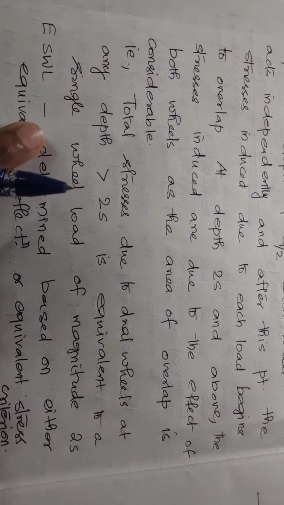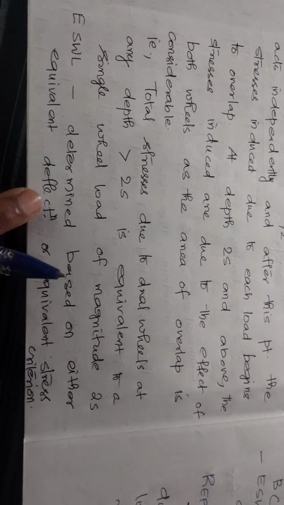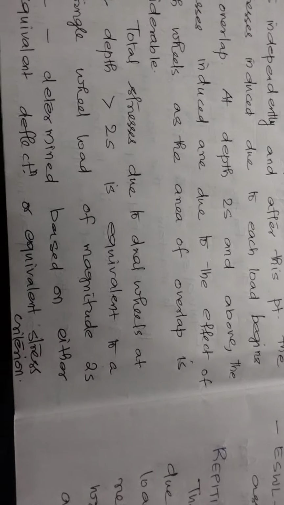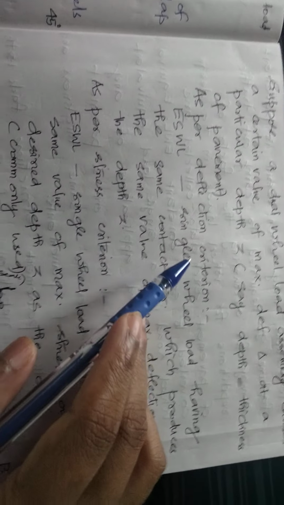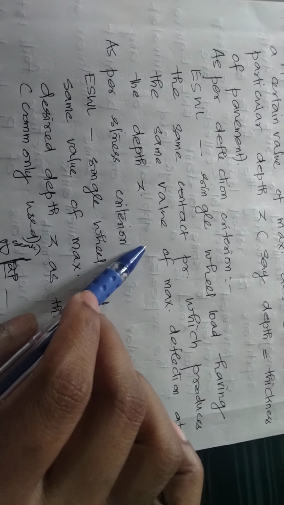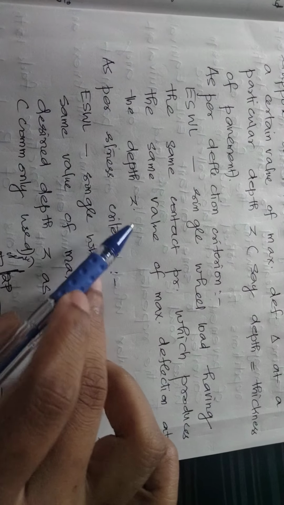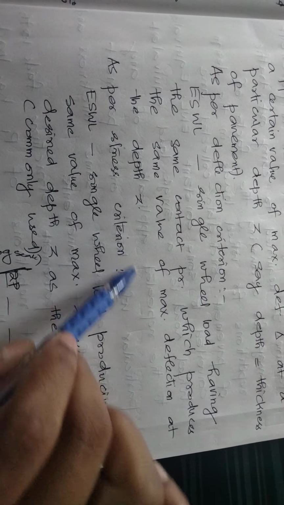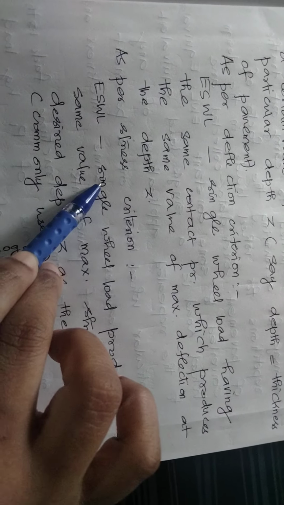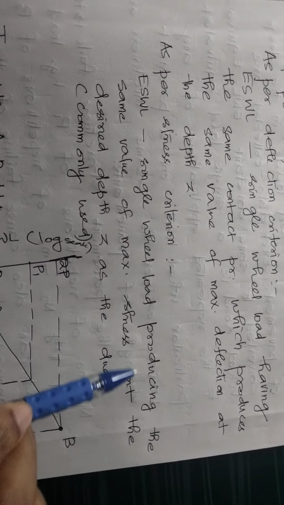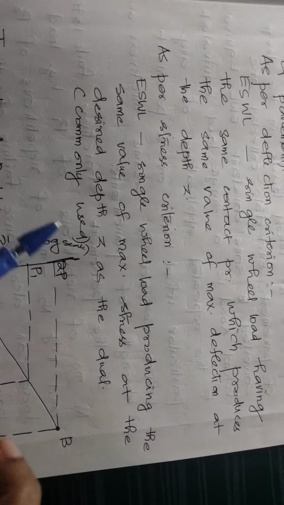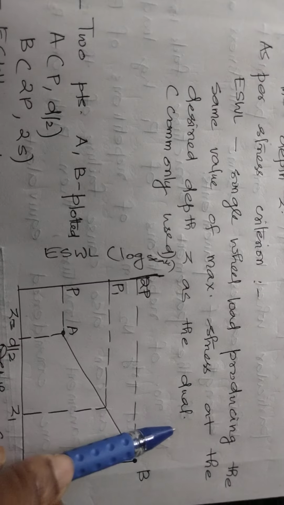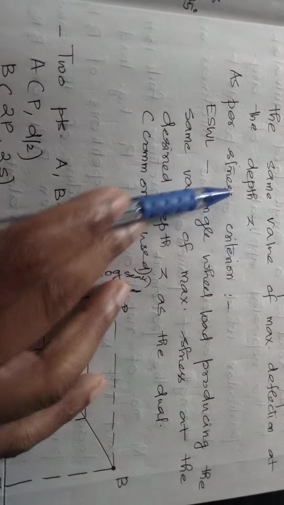That is, the equivalent single wheel load is determined based on either the equivalent deflection or equivalent stress criterion. There are two criteria: the stress criterion and the equivalent deflection criterion. The deflection criterion means a single wheel load having the same contact pressure which produces the same value of maximum deflection at the depth Z. The stress criterion means a single wheel load producing the same value of maximum stress at the desired depth Z as the dual wheel assembly. One will be based on stress and one will be based on deflection.